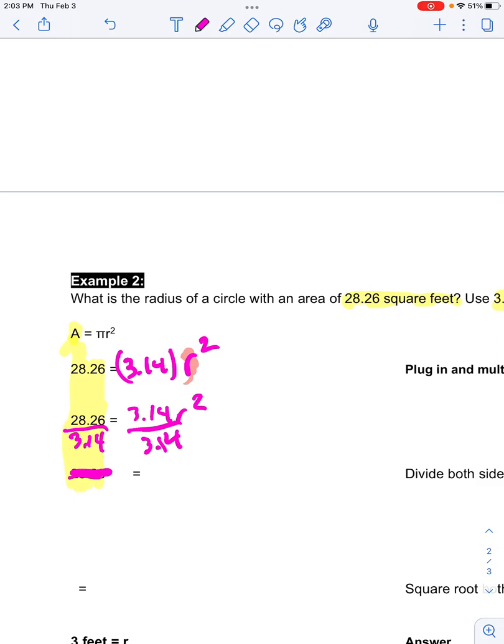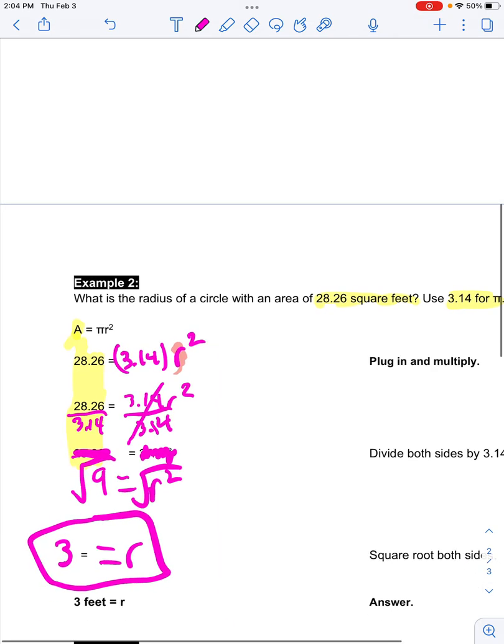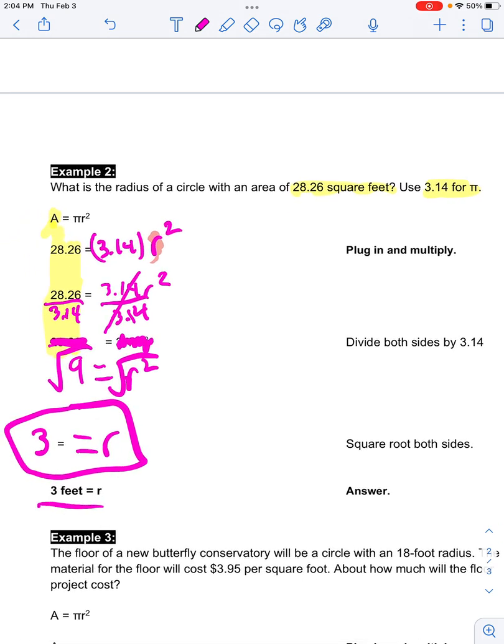So this is going to cancel out right here. So all I'm left with is r squared, and 28.26 divided by 3.14 equals 9. Now there's one more step because, again, 9 equals r squared. If we take the square root of both sides, we are going to get r equals 3. So again, because our answer was feet, we have 3 feet equals r.